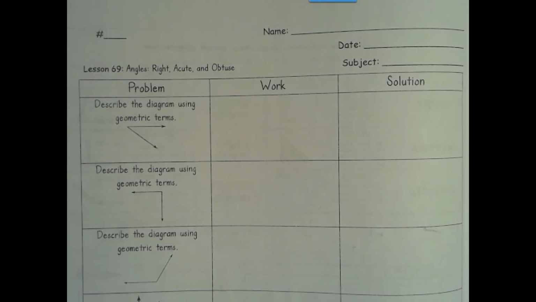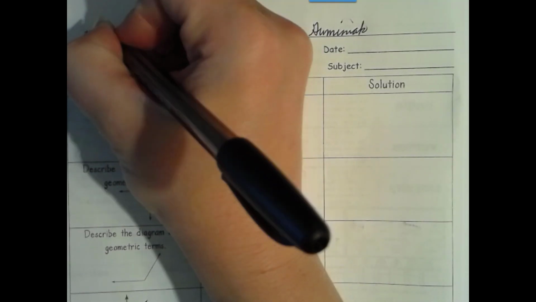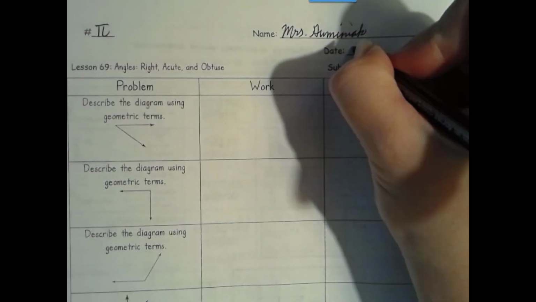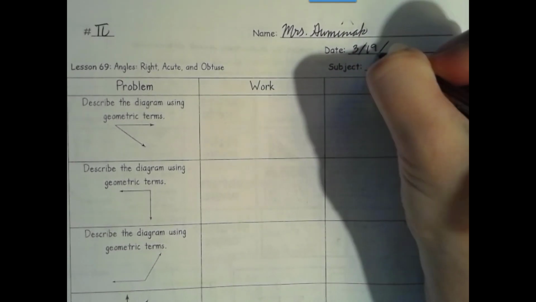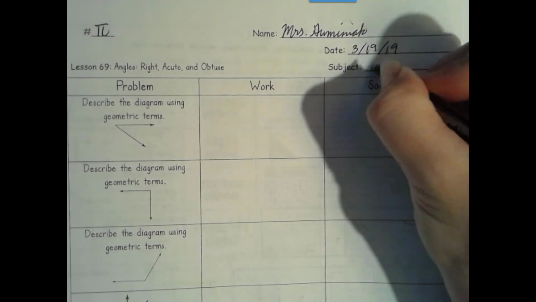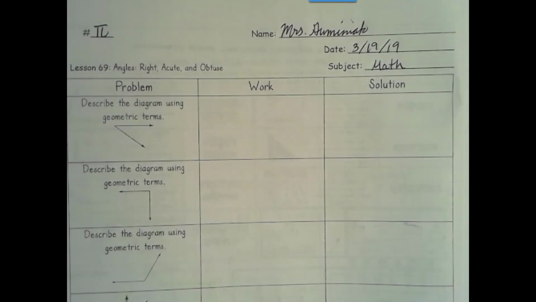Right, we are on part 2 of lesson 69. We need to put our heading on: name, number, date, first and last in cursive. Remember to write the date that you are working on these notes, not necessarily the date I am writing. And our subject is math.